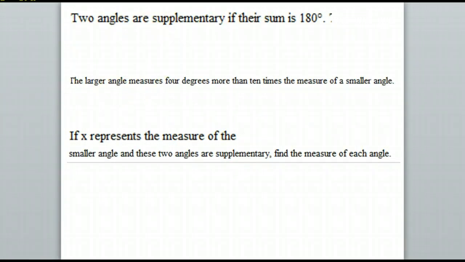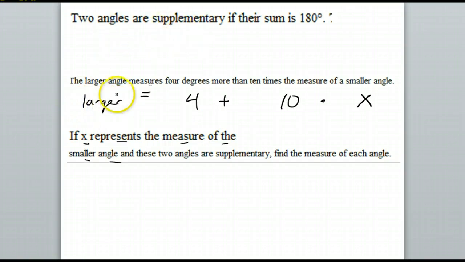Alright, last couple of these. Two angles are supplementary if their sum is 180, so that means these two angle measures add to 180. And then again, there's something to translate. The larger angle measures, there's our equals, 4 degrees more than 10 times the measure of the smaller angle. X represents the measure of the smaller angle, so right there is where my x is going to be. So the larger angle measures 4 degrees more than 10 times the measure of the smaller. So 10x, there's the larger.